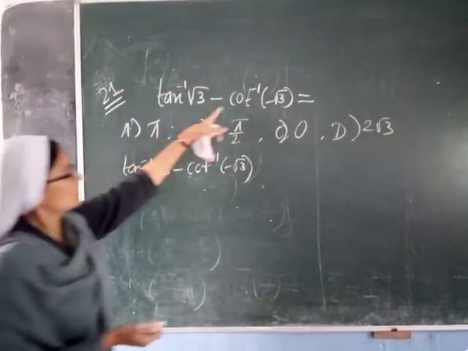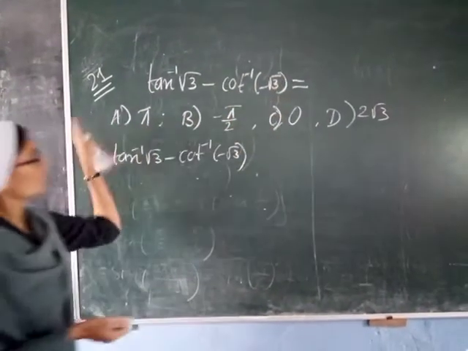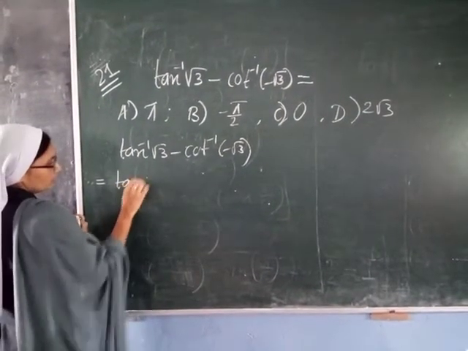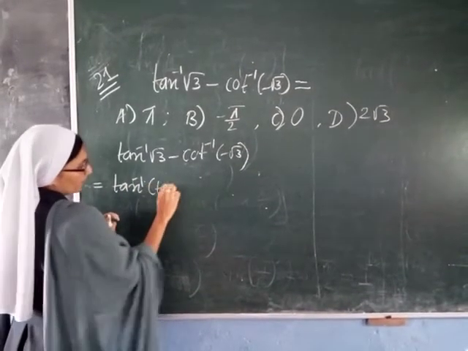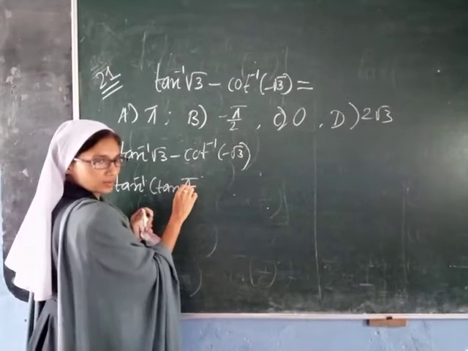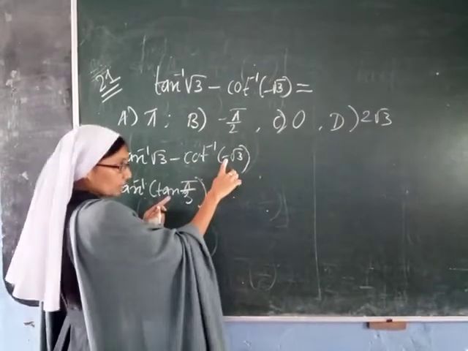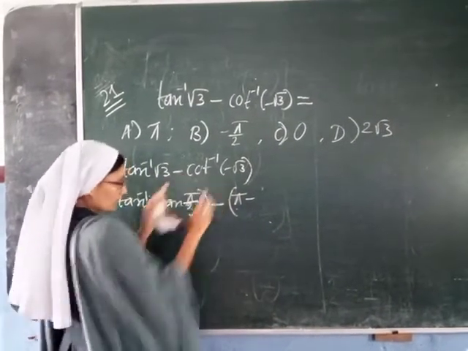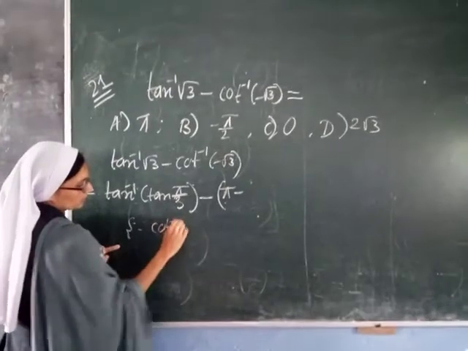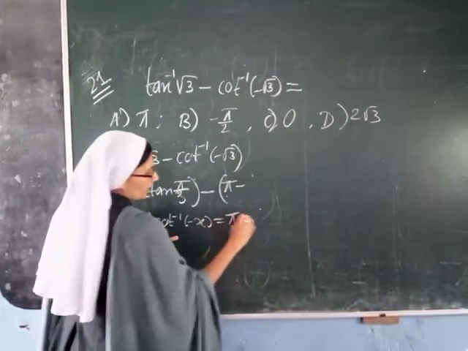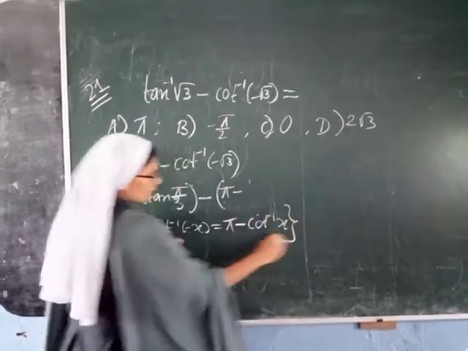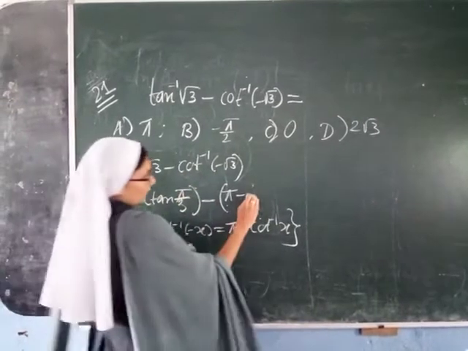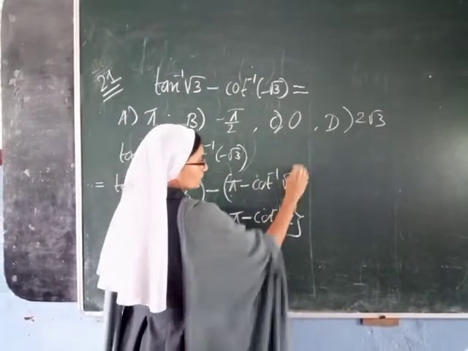Tan inverse root 3 minus cot inverse minus root 3 equal to, with options. Okay, so let's start. Let us put the value first. Tan inverse root 3 is pi by 3. Minus: first you remove this minus. When you remove the minus, you have to write pi minus. The formula is cot inverse minus x is equal to pi minus cot inverse x. So we will use this first. Instead of this, I write pi minus cot inverse root 3.